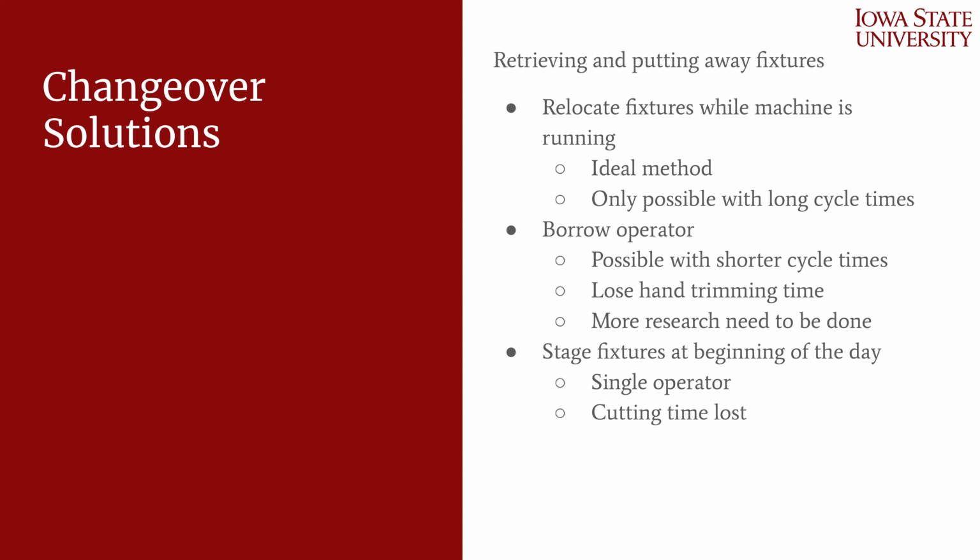The biggest source of external time that we found in the changeover process was in putting away and retrieving new and old fixtures. A couple of solutions that we had to this problem was to either relocate fixtures while the machine was running, which is ideal but is only possible when the parts being cut have long cycle times, or borrow an operator from a neighboring hand trimming cell, which would enable us to do it with shorter cycle times, but we would lose hand trimming time in that process, and more research would have to be done to see if that was optimal.